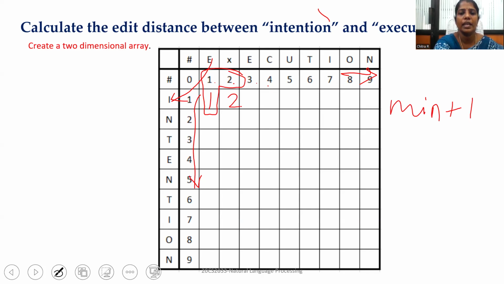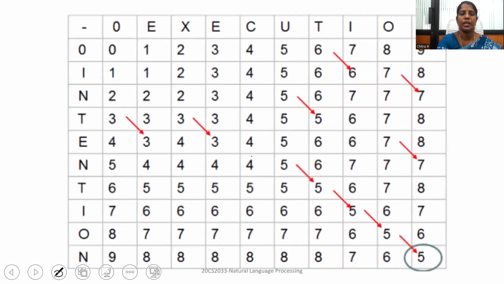Then I and E. This is also different. So if it is different, find these three values. 2. 2 plus 1 is 3. Like that, you replace the values. I and C is different. So 3 plus 1 is 4. Like that you should do. When you see here, this is E as well as this one is E. In that situation, you will process this one here. In that manner, you fill all the values. You will get the answer.